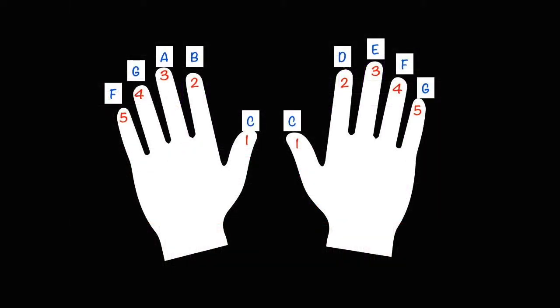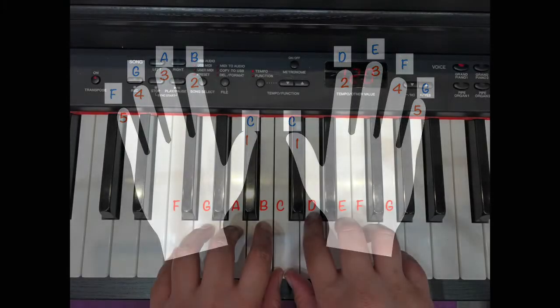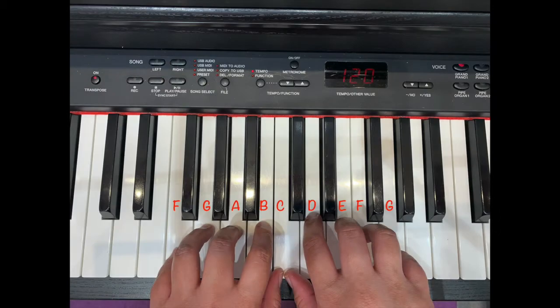First, let me show you your finger numbers. Thumbs are finger number 1. Both indexes are number 2. Middle are number 3, ring fingers are number 4, and little fingers are number 5. Please observe which finger must play specific notes. Here's how you place your hands on your keyboard.